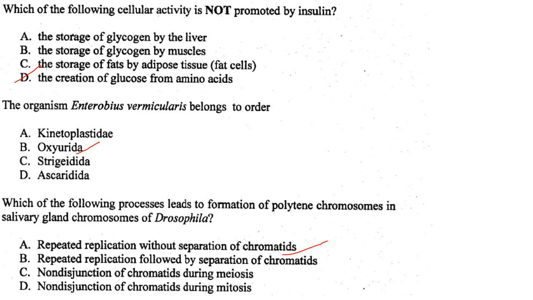The organism Enterobius vermicularis belongs to order Oxyurida. Answer is option B. Then next one. Which of the following processes leads to the formation of polytene chromosomes in salivary glands of Drosophila? Now, polytene chromosomes are due to repeated replication without separation of chromatids. Answer is option A.